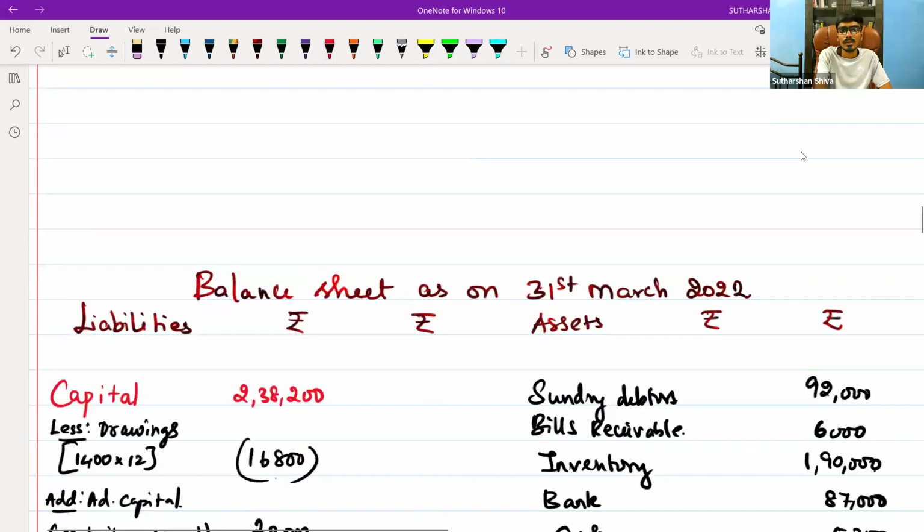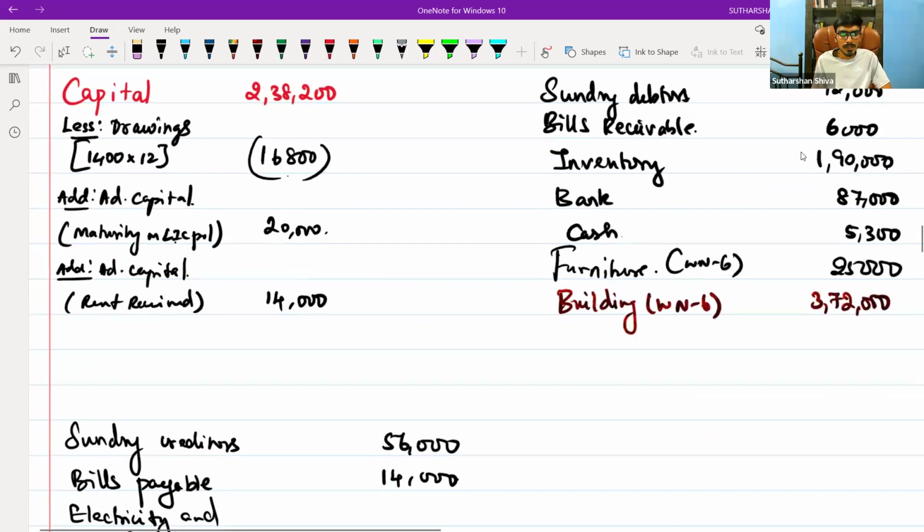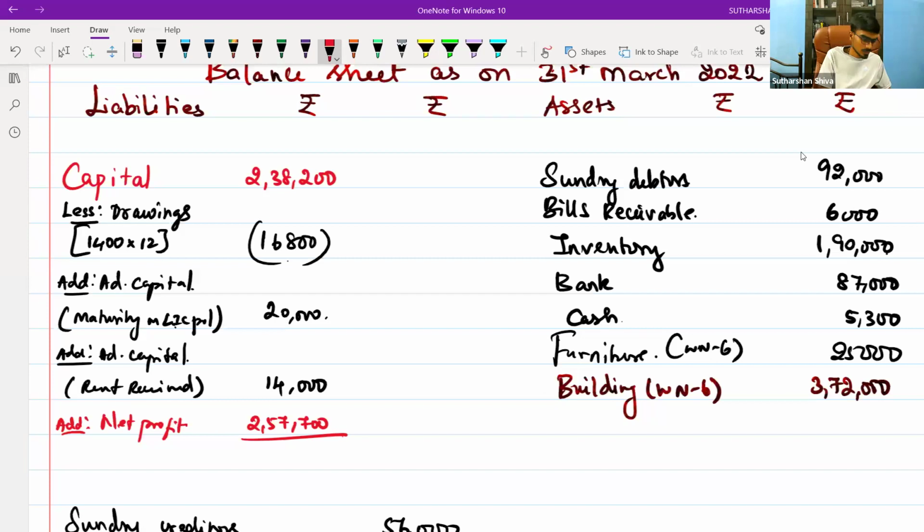Then go to my capital accounts and I will write down the net profit 2,57,700, and give me a final value over there plus 2,38,200 minus 16,800 add 20,000 add 14,000. It is 5,13,100, which is my capital account value.